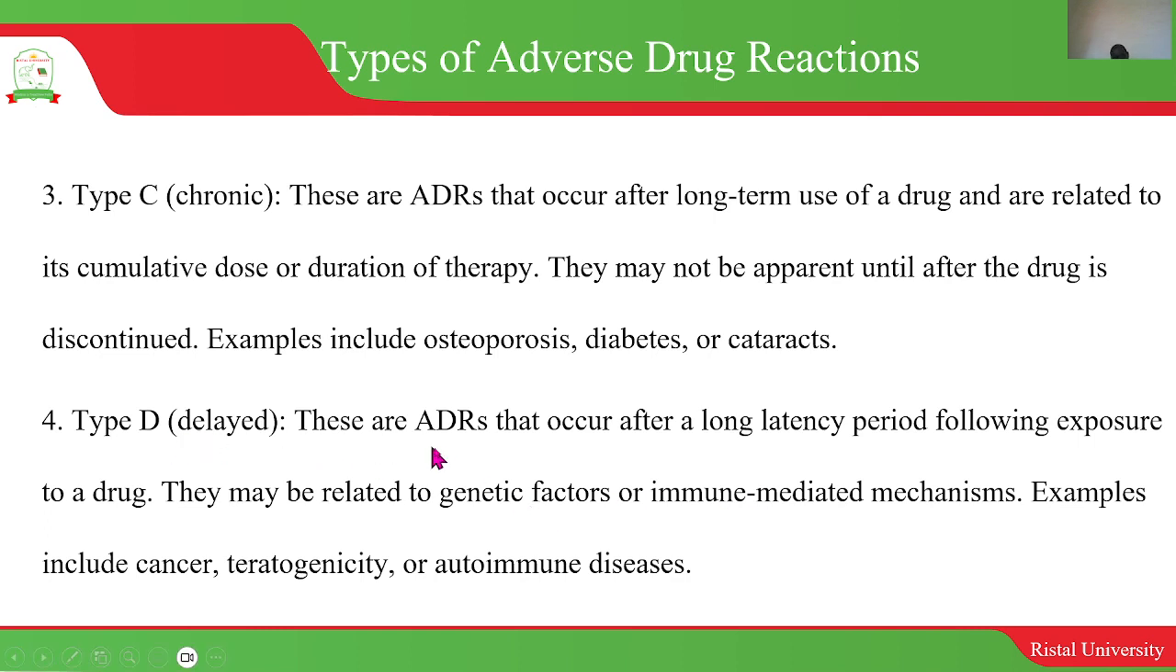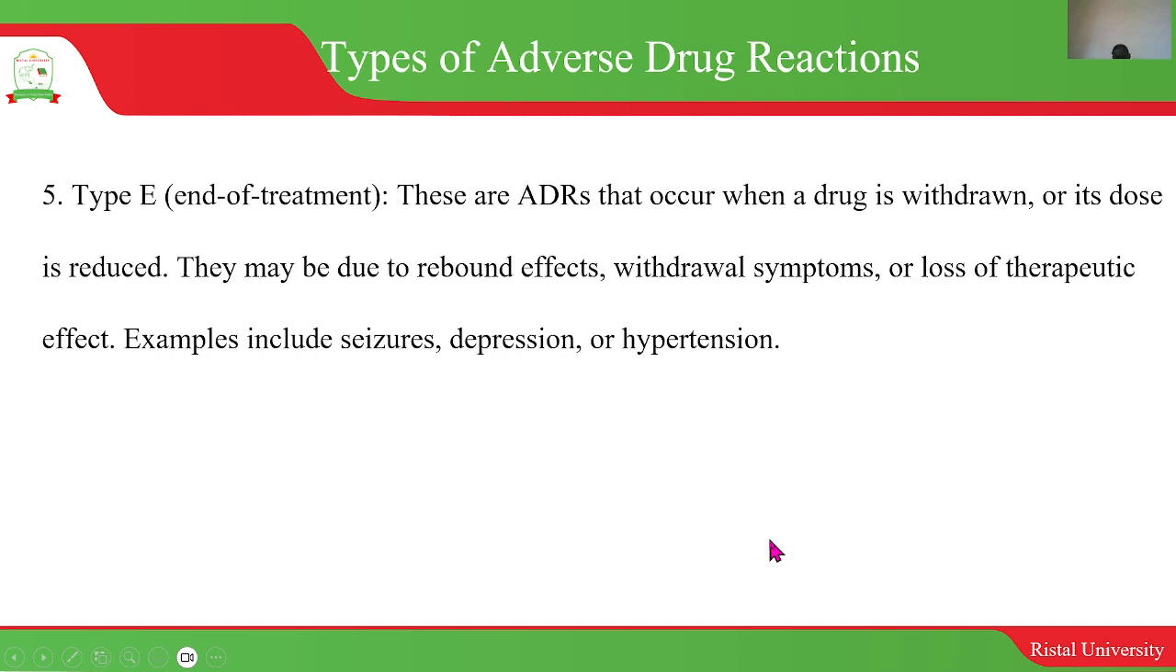Type D is the delayed adverse reactions. These occur after a long latency period following exposure to a drug. They may be related to genetic factors or immune mediated mechanisms. Examples include cancer, teratogenicity, or autoimmune diseases.